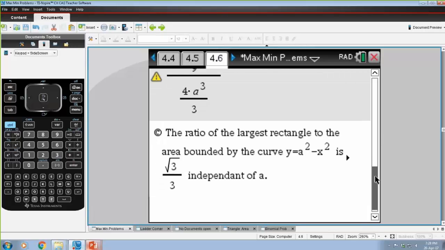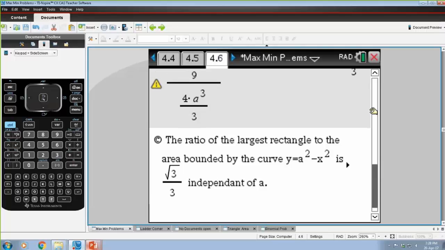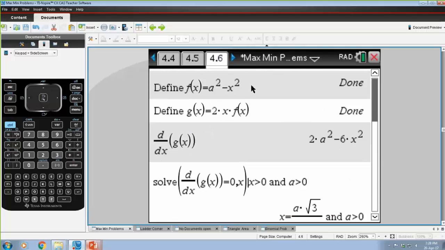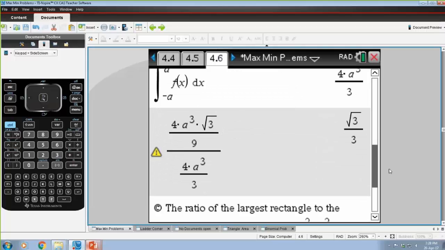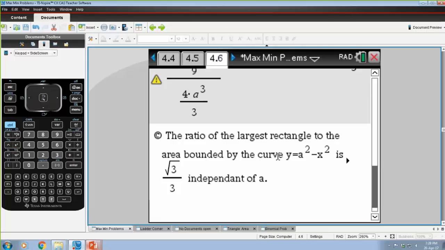It doesn't matter if you have any parabola here, a squared minus x squared. The rectangle's dimensions are 2x times y, where y is f of x. Where a is any number here, if you differentiate that and set it equal to 0, solve for values of x, then once again the ratio of the largest rectangle to that of the area bounded by that curve is still root 3 on 3, independent of values of a. So this is a nice little approach to doing some of these questions.